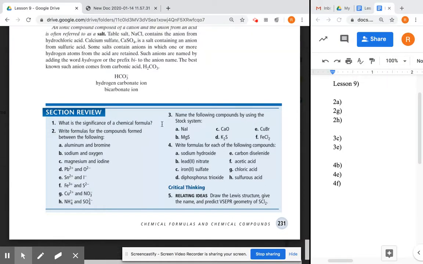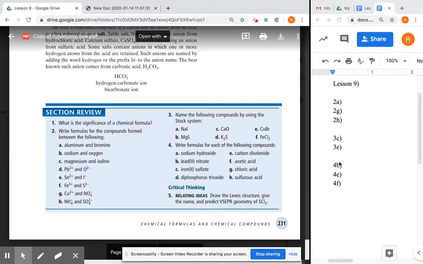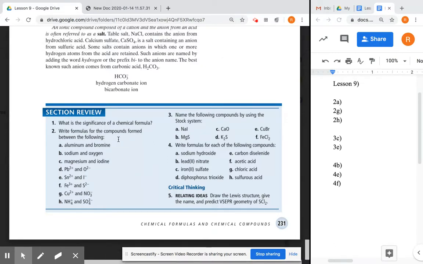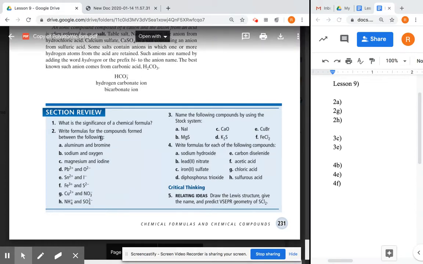The significance of a chemical formula is told to you explicitly in one of the beginning paragraphs of this chapter. But now we're going to practice writing compounds, naming compounds, and writing the formulas based on the names in questions 2, 3, and 4. I chose a couple examples that I think are going to be especially helpful. Here we're going to write the formulas for the compounds between the following. So I chose 2A, G, and H.